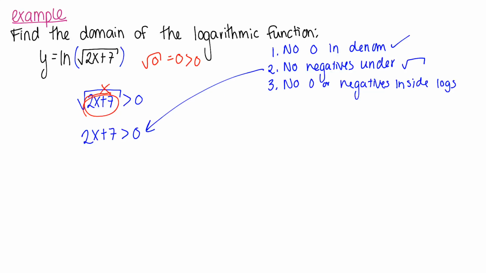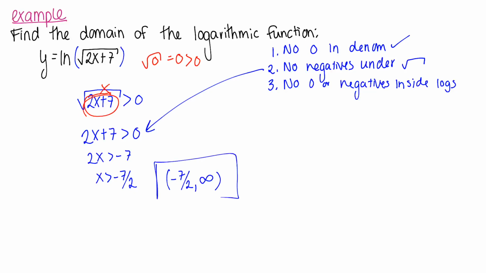So 2x plus 7 is greater than 0. Subtract the 7. 2x is greater than negative 7. X is greater than negative 7 halves. So this would be the interval negative 7 halves to infinity. So just keep in mind all of your log rules there. Square roots themselves will only shoot out positive numbers. They can shoot out 0. That's why we were really careful and didn't put an underline there. But as long as you're not putting underlines here, you should be fine in getting your answers.